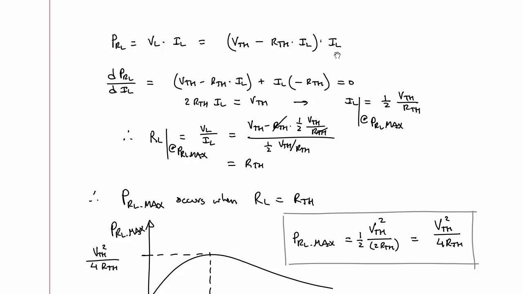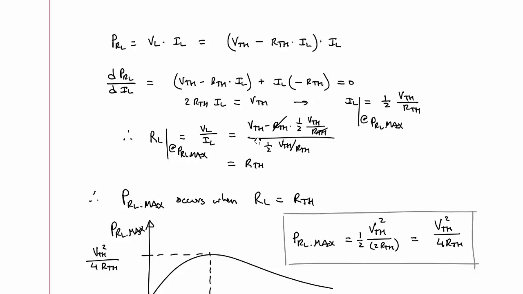And that whole quantity times IL. Then what you want to do is take the derivative of that power to the load with respect to the current, and look for where that's equal to 0, because when that's equal to 0, you're at a maximum or minimum. And we know that because the two asymptotic values of open circuit and short circuit have a power of 0, and the power to the resistor can only be positive, this derivative being set equal to 0 is going to be the point at which the power is maximum.